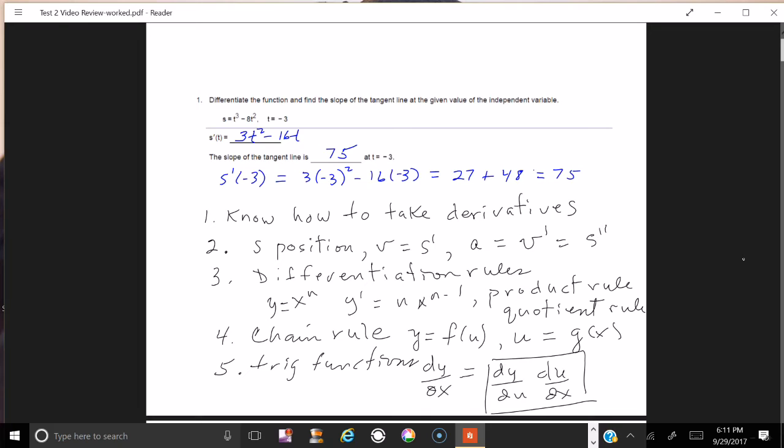and derivatives of functions like y equals ln of x. And then finally we're going to wrap up and look at related rates.